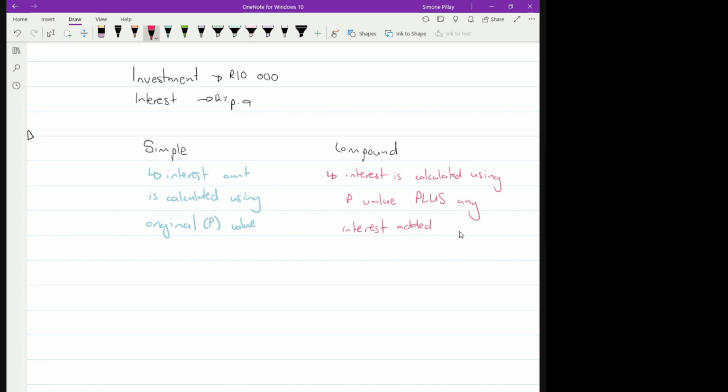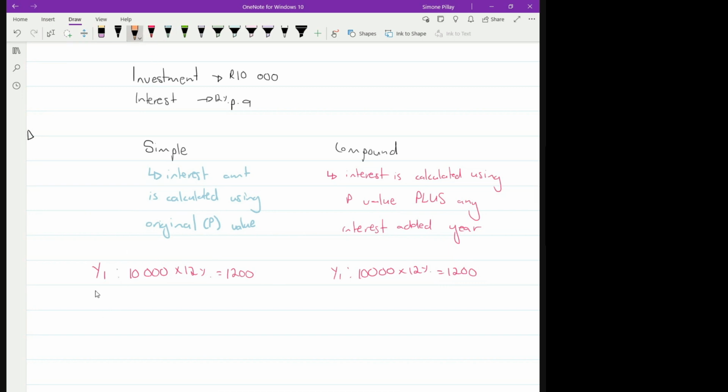So in other words, if we look at year one of this, my investment of 10,000 Rand, 12% interest. To calculate your year one interest under simple interest, it will just be 10,000 Rand times 12% for year one. And what is that giving me? I think it should give us 1,200. There we go. And for compound interest, it's going to be the same thing in year one. You're going to get 10,000 Rand times 12%, and that's going to give you 1,200. But in year two is when it becomes different.